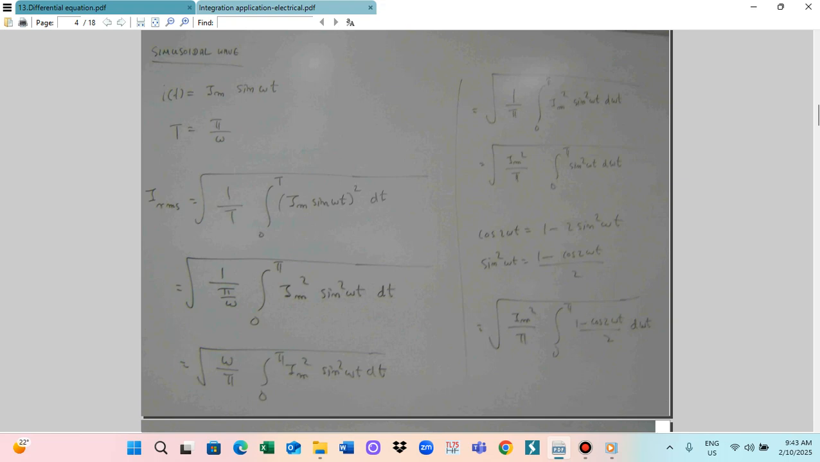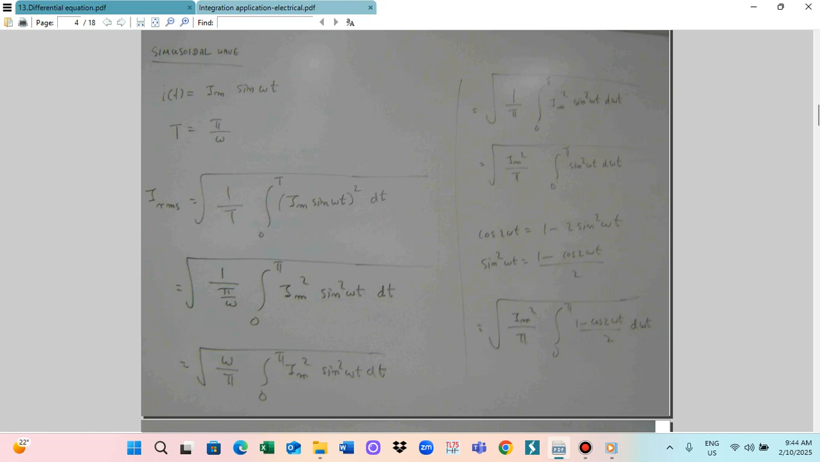So this omega we substitute into here. This becomes the square root of 1 by pi integration 0 to pi Im squared sin squared omega t d omega t. So we go like this. This Im squared you take out because it is a constant. So this becomes Im squared by pi integration 0 to pi sin squared omega t d omega t.